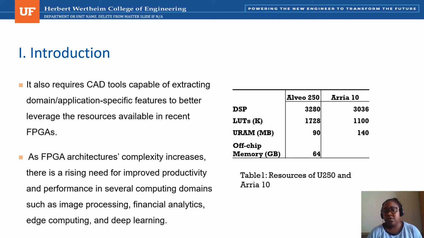In Table 1, you can observe that the amount of resources available on the Alveo U250 and Arria 10 are reaching millions of logic cells. The off-chip memory, for example, of the Alveo U250, is up to 64 gigabytes. Given this amount of resources, FPGA architecture complexity keeps increasing. So there is a rising need for improved productivity and performance in several computing domains, such as machine learning.